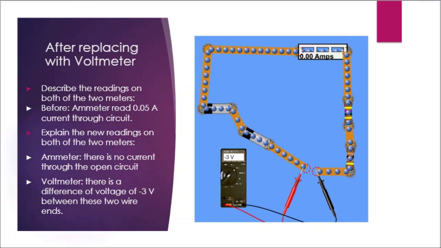Then we have the situation where we replaced one of the ammeters with a voltmeter. Before, the ammeter read 0.05 amps current through the circuit. I know that later in the lab, when I have everything situated right, it actually reads 0.02 amps, but in this case it's 0.05. The new readings on both these meters, the ammeter, there's no current through the open circuit, and the voltmeter reads -3 volts, which means that there's a difference of voltage of -3 between these two wire ends.